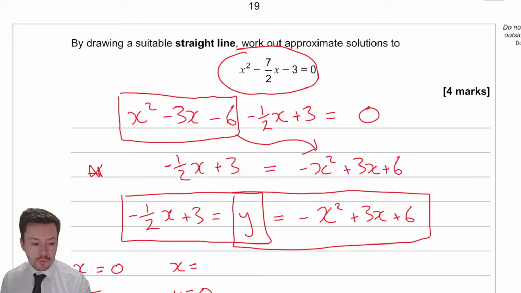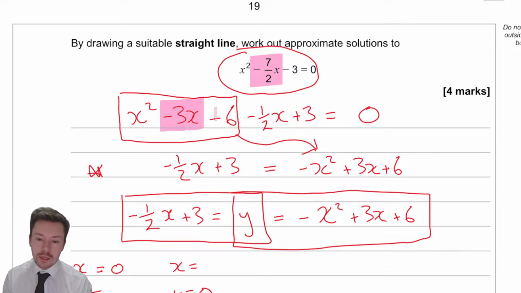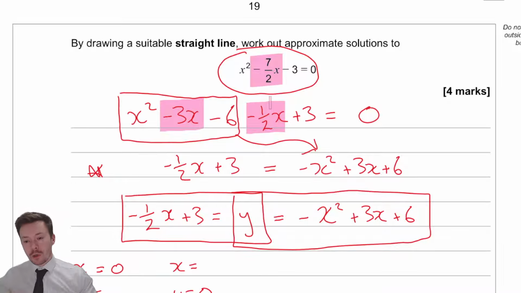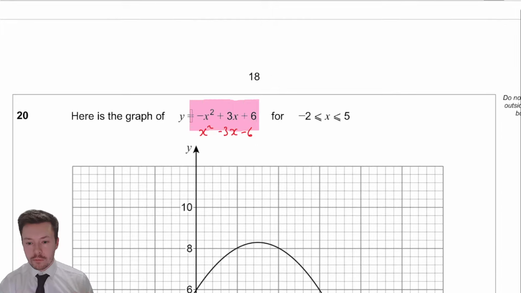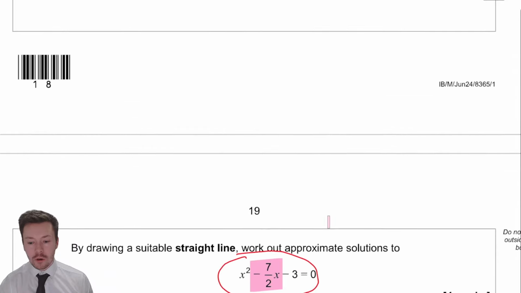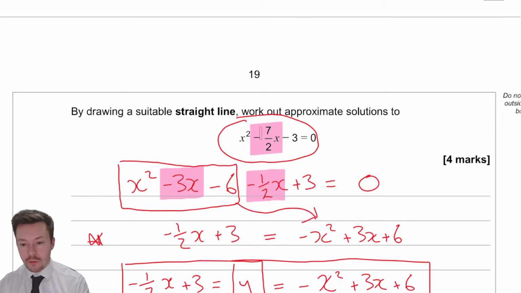Where did the minus a half x come from? Good question. So I have here minus 3x. I need to make minus 7 over 2x. So minus 3 minus a half is minus 3.5, which is what 7 over 2 is. 7 over 2 is 3.5. So I basically worked out what I needed to add or subtract from the minus 3x to give me the minus 7 over 2x. So you're basically trying to break this apart into something that we've already been given, that is already plotted, and then work out what you need extra, what you need to add or subtract from that to give you the thing you're trying to solve.